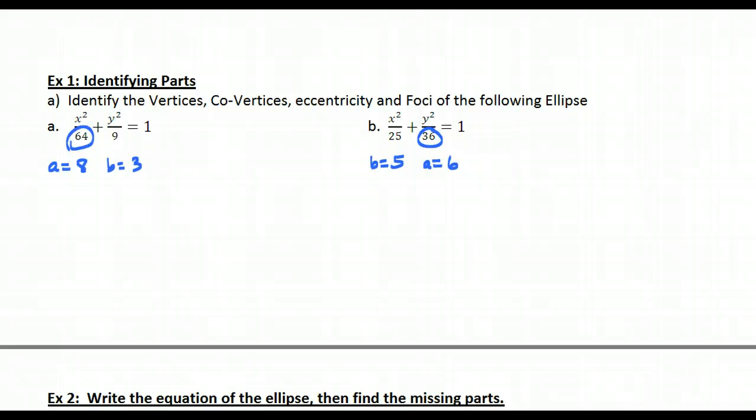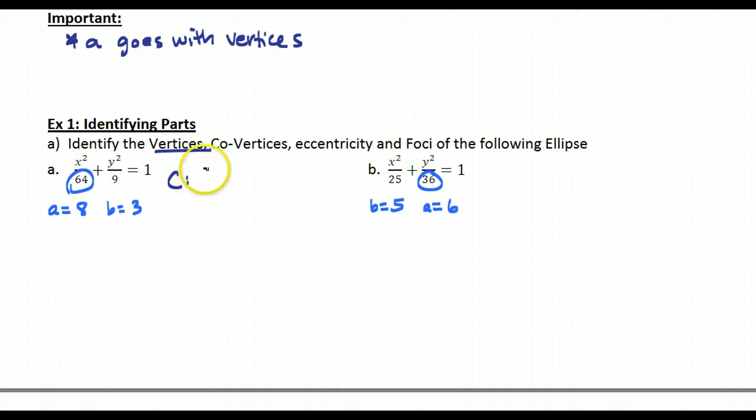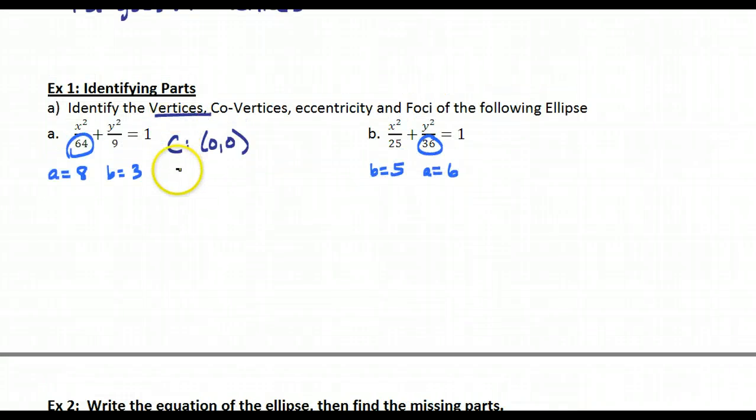Okay, now here's the deal. If my a value is with x, and remember, a is with the vertices, so maybe we should write that under the important section here: the a value always goes with the vertices. If a is with an x, the vertices have an x value. And by the way, we were also asked to find the center too. The center is going to be (0, 0) for all of these. The middle point in the middle here is the center of the ellipse. Okay, so my center's at (0, 0).